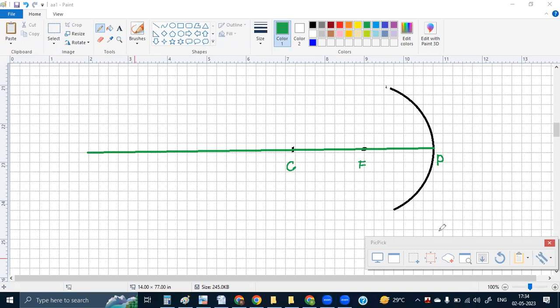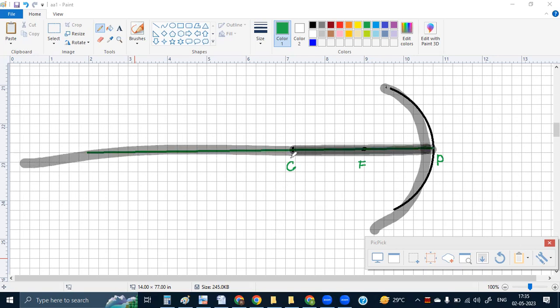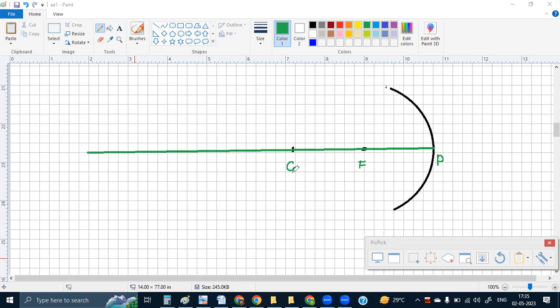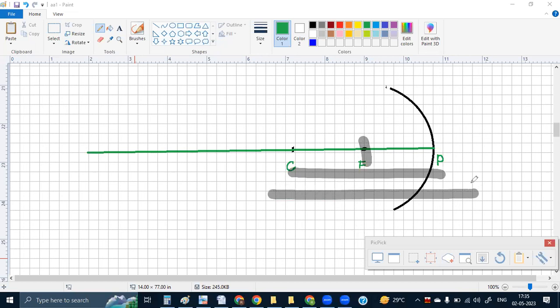So the basic diagram I have drawn. I have drawn the curved surface. This radius is 6 centimeters, so this distance CP is 6 centimeters. You simply draw a straight line, mark a point over here, and draw a curved part with radius 6 centimeters. Mark at 3 centimeters the focus. And this is the basic structure that we are going to get.